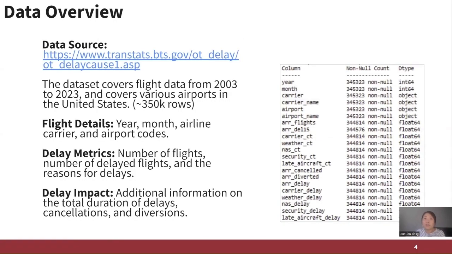Our data set covers flight data for the past 20 years and covers various airports in the US. It includes flight details such as year, month, airline carrier, and airport codes. It also includes flight delay metrics such as number of flights and the reason for delays, such as carrier, weather, national aviation system, and security. There is also additional information on the total duration of delays, cancellation, and diversion.